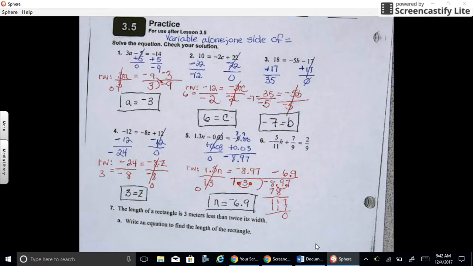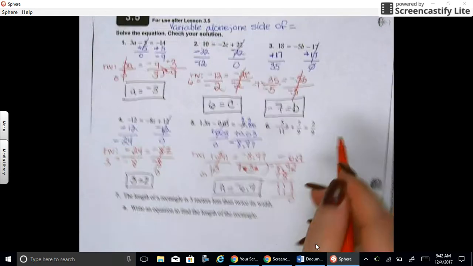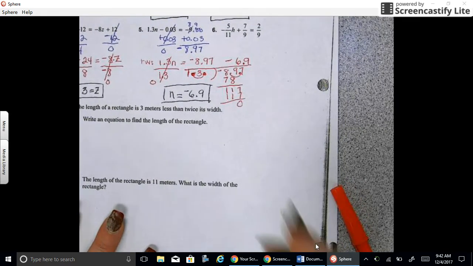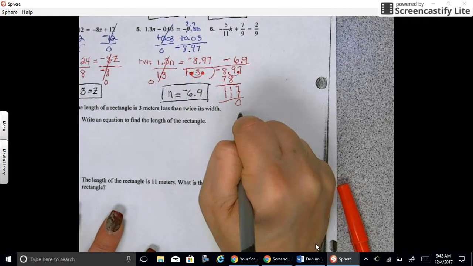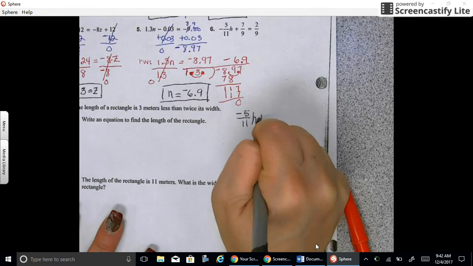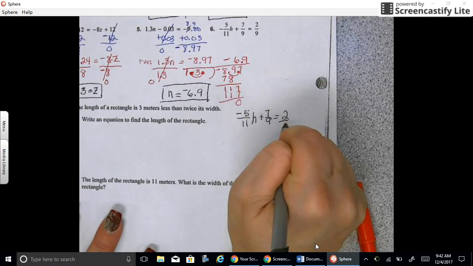All right, so let's go to number 6. Just because they're fractions doesn't mean we solve it any differently. So we are almost done. I'm going to put the problem over here so I have more room. So it's negative 5 over 11h plus 7/9 equals 2/9, right?